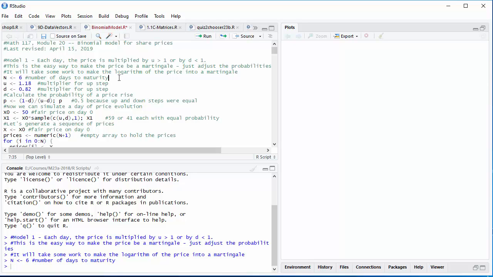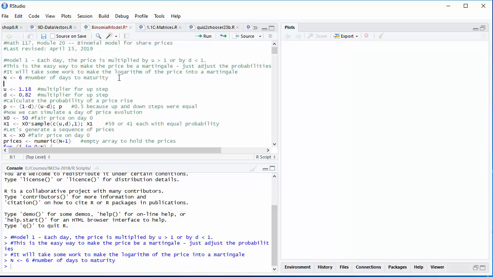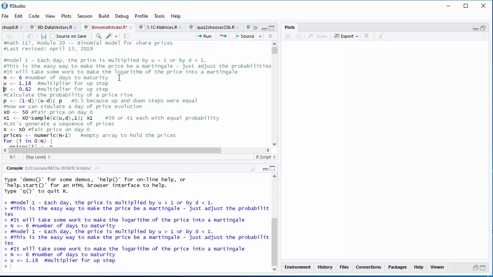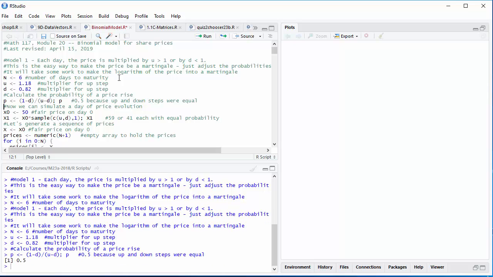And to start out, I'm going to do a 6-step process where at each step either the price gets multiplied by 1.18 or multiplied by 0.82. That is, it either goes up 18% or down 18%. You know the formula for calculating the probability of a price rise, and if you look down at the bottom of the screen, you'll see that came out to 0.5 because the expected change is 0.